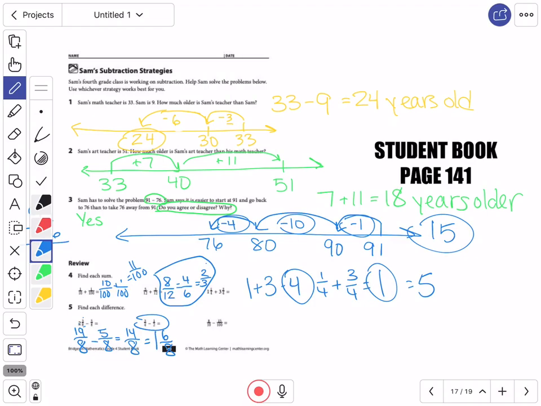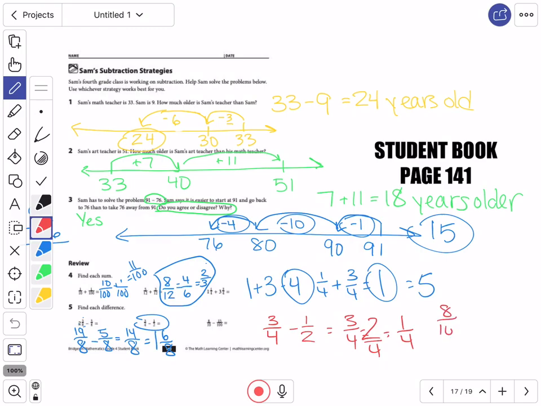For the next one, I know it's hard to see, I'm going to switch colors, but it is 3/4 minus 1/2. 1/2 is the same thing as 2/4. So this is the same thing as 3/4 minus 2/4, which equals 1/4.